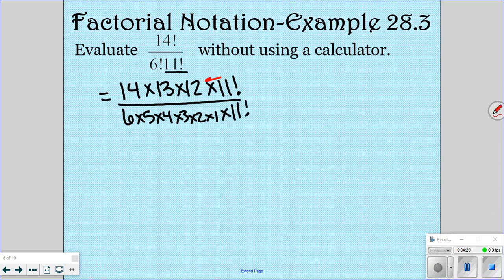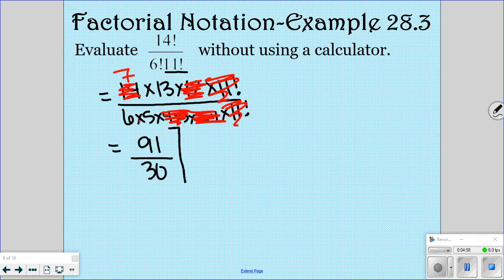So the 11 factorials cancel, and then the 4 and 3 will cancel with the 12, and the 2 and the 1, you don't really need the 1. The 2 will cancel with this 14 to make it a 7. And so that'll make it a little bit easier on your math. 7 times 13 is 91, and then 6 times 5 is 30. And so that would be your answer for that one.